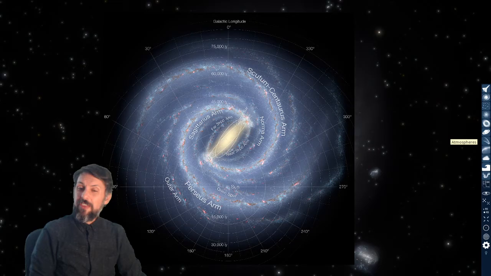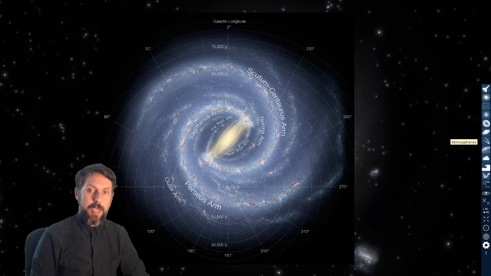The center is what we call the bulge of the galaxy, and it's a different population of stars than the ones in the arms. And we're located about 24,000 light years from the center of the galaxy. The exact distance is a matter of debate because of how hard it is to measure distances in space.